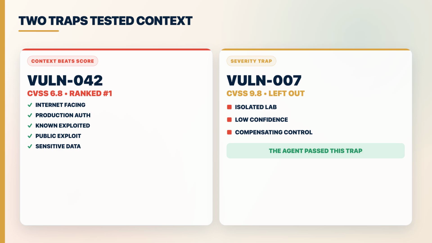Vulnerability 007 had a CVSS score of 9.8, but it was a low confidence finding on an isolated lab system with a compensating control. A severity only list placed it near the top. The agent correctly left it out.